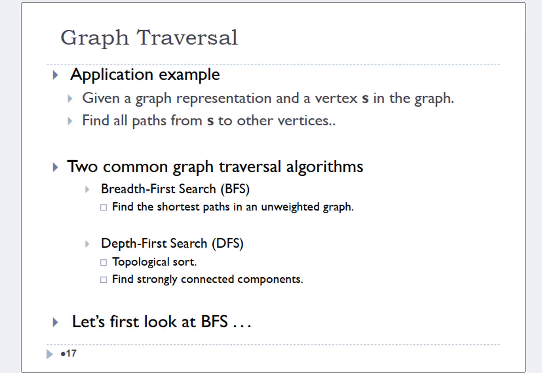16. Graph traversal application. Example: given a graph representation and a vertex s in the graph, find all paths from s to other vertices. Two common graph traversal algorithms: Breadth first search, BFS, finds the shortest paths in an unweighted graph. Depth first search, DFS, is used for topological sort and to find strongly connected components. Let's first look at BFS.